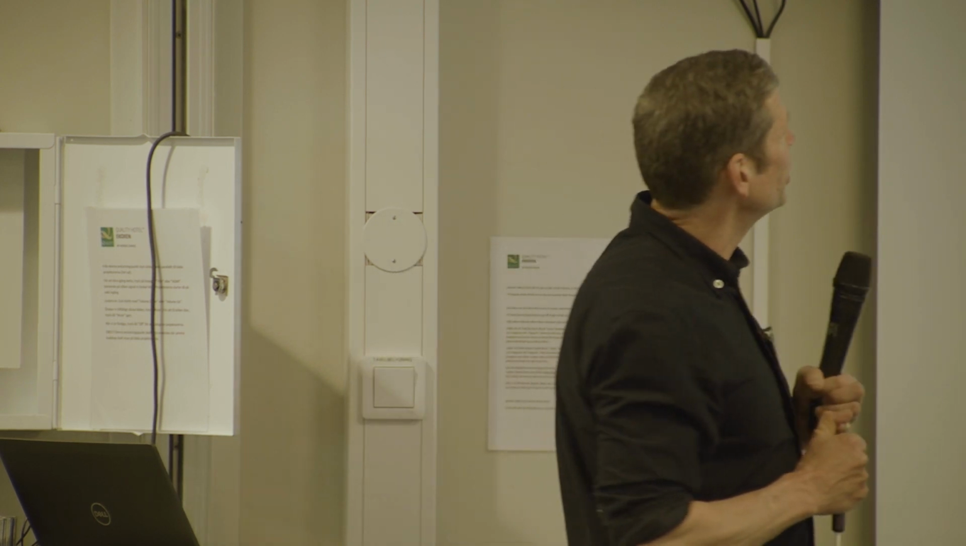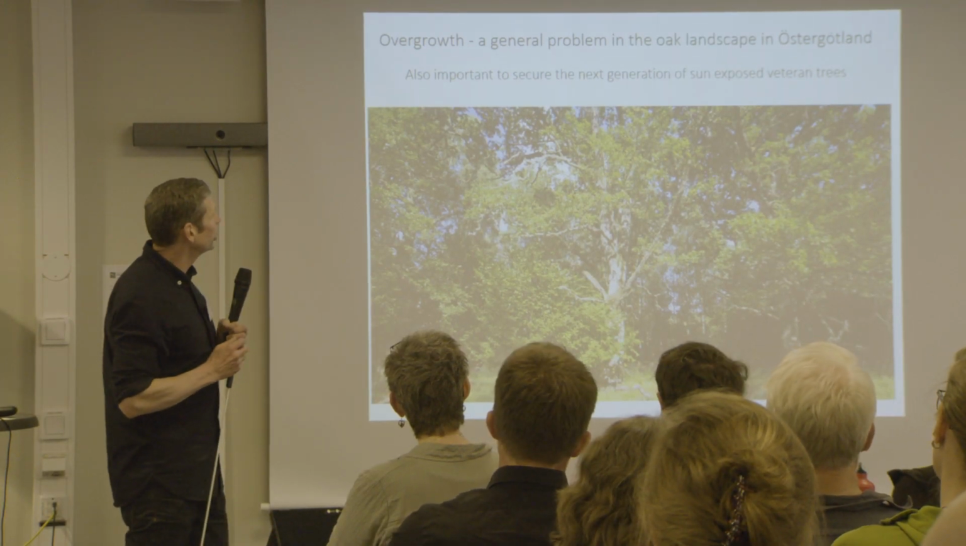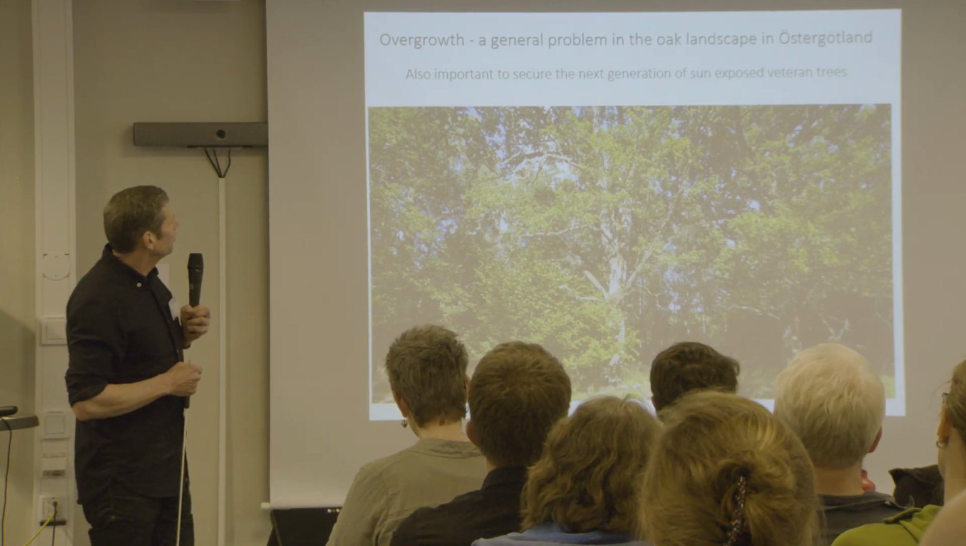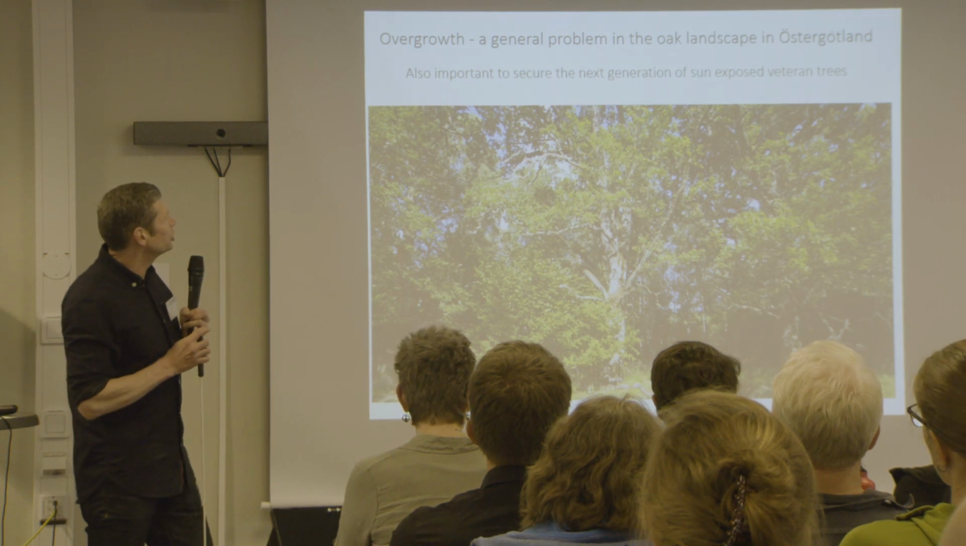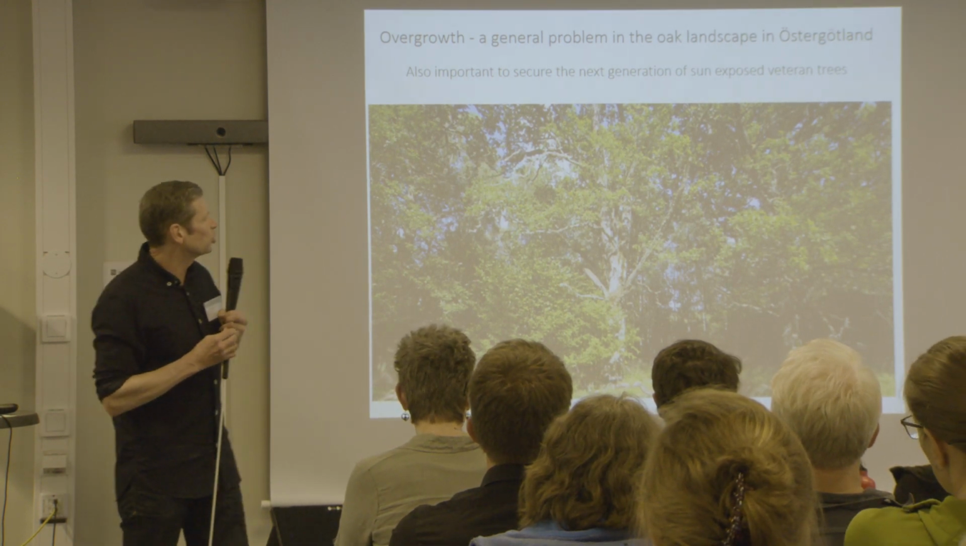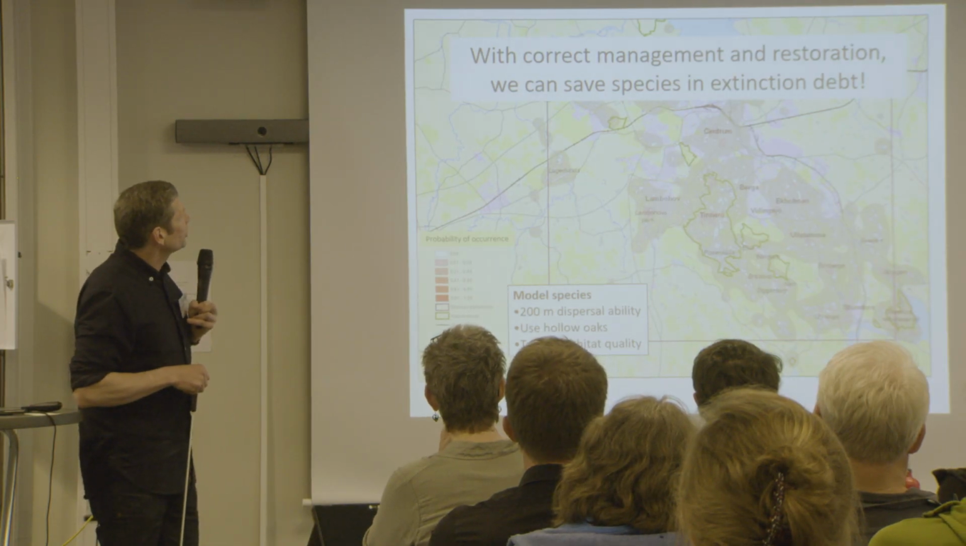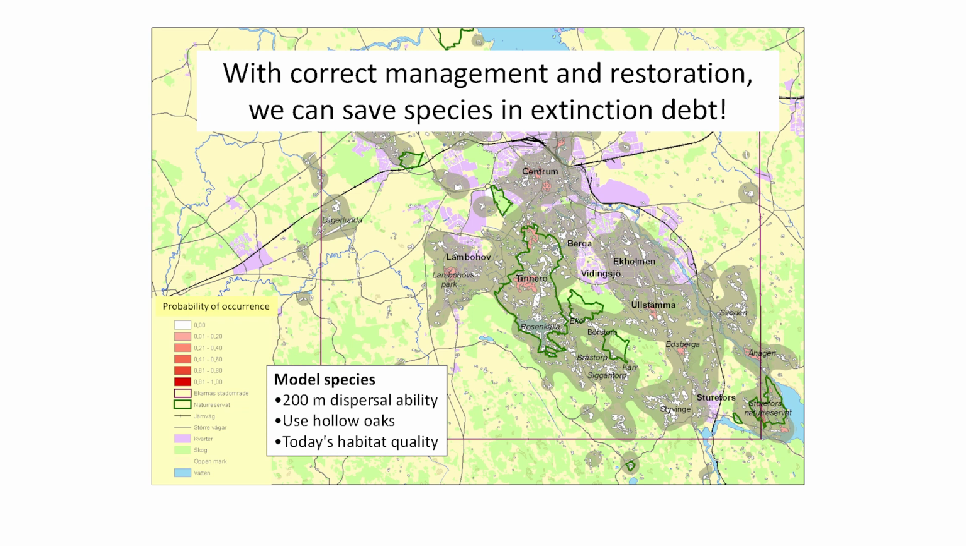And one thing we have to deal with is of course the overgrowth. That's a general problem in the oak landscape, at least here in Östergötland. And it's also important to secure the next generation of sun-exposed veteran trees. So not only taking care of these ones, but also protecting the new oak seedlings here. Because we have an enormous potential of the landscape here, and we know that with correct management and restoration we can save species in extinction debt.